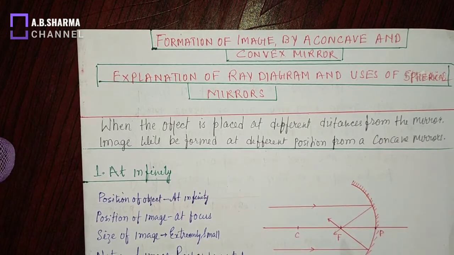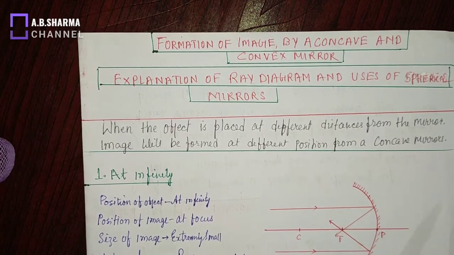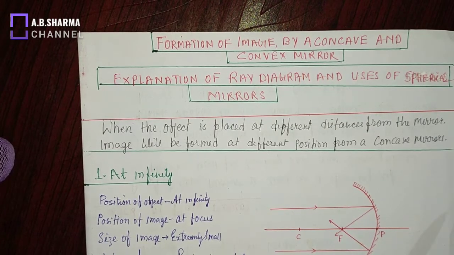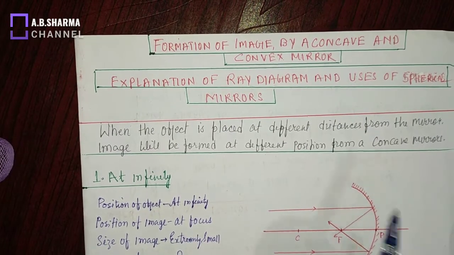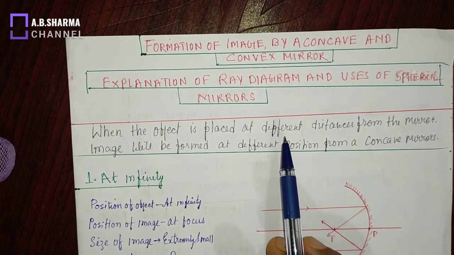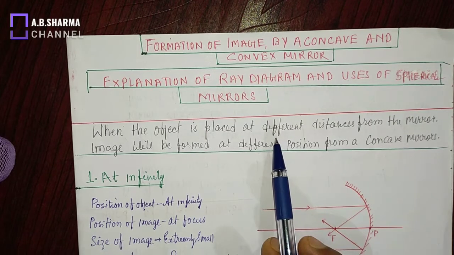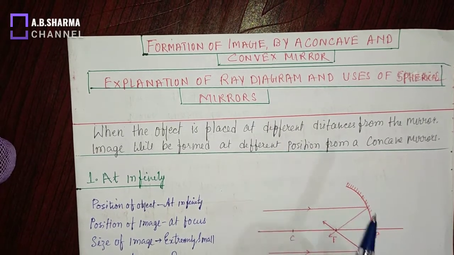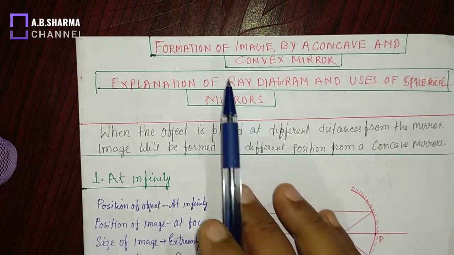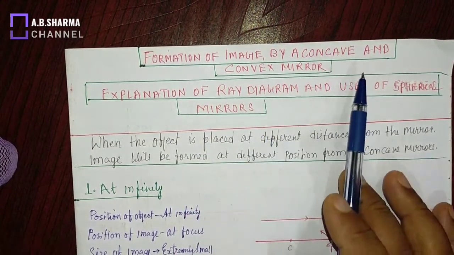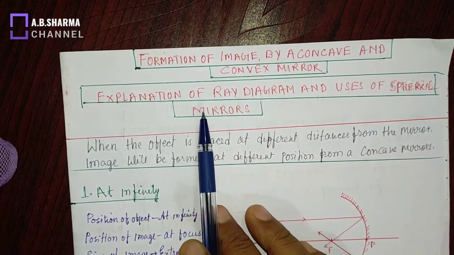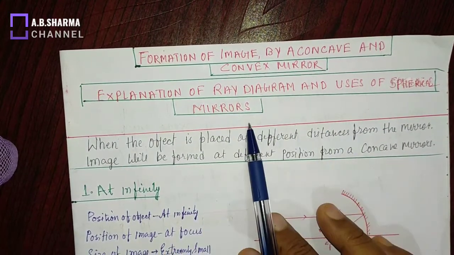This is the next video on the chapter light. I have prepared two more videos for the same chapter, so you must go through those videos if you have still not watched them. In this part, I will explain formation of images by concave and convex mirror, explanation of ray diagram, and uses of spherical mirror.